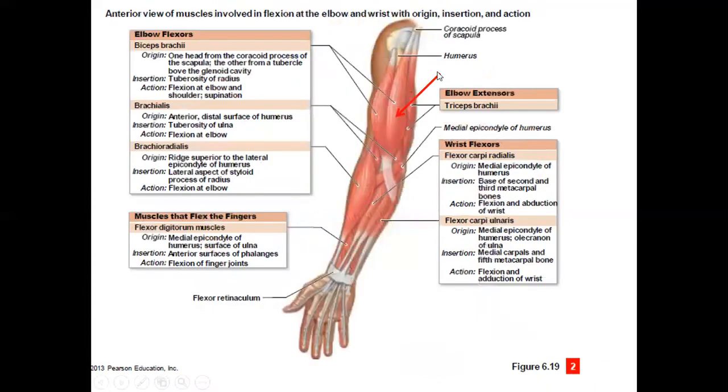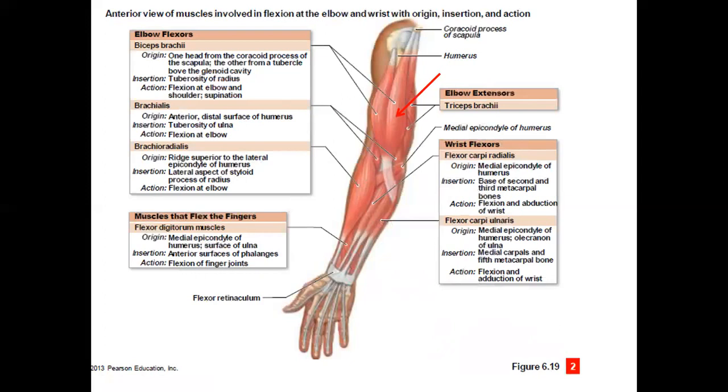On the anterior side, you've got the biceps brachii, but there is another muscle that helps the bicep do its job. The biceps brachii has two origins, and it inserts on the radius. The brachialis muscle originates on the humerus, but inserts on the ulna. So between these two muscles, the biceps brachii inserts on the radius, the brachialis on the ulna, and collectively they work together to flex the elbow.